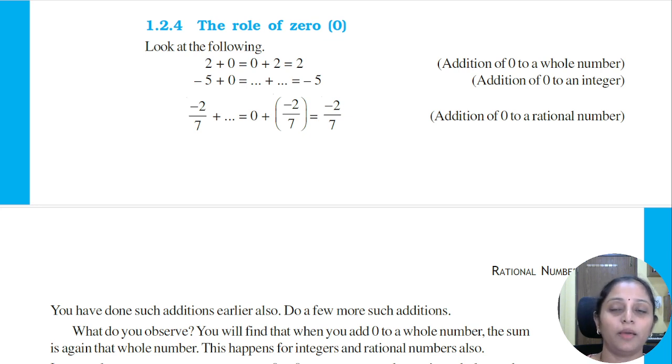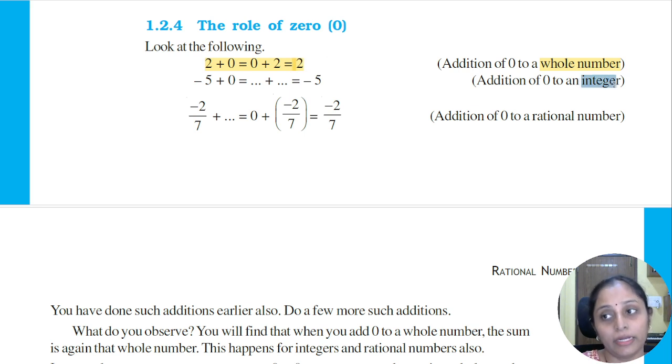In this video, I am going to explain the role of 0, the role of 1 and distributive property of multiplication over addition and subtraction. So here, when you take any whole number and add 0 to it, you know that you get back the same number, right? So that is the example they have given here.